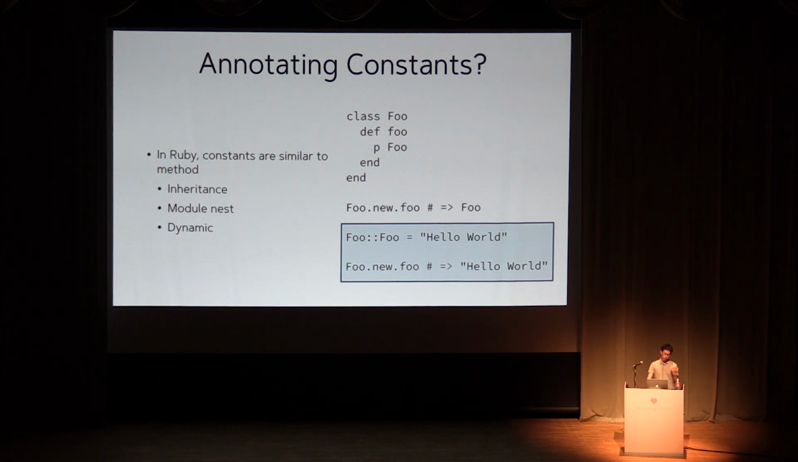Because of this, reasoning about the value of constants requires whole program analysis, and it's impossible to identify the value of a constant from one Ruby script. So instead, the programmer is responsible for that. The programmer has to tell the type of the constant using annotations.